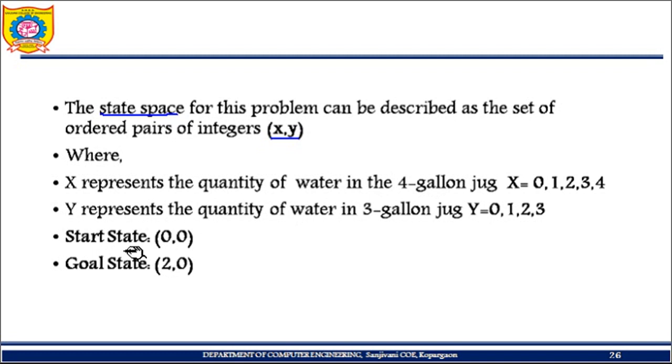For the state space we require a start state and an end state. Your start state, the initial condition, is that both jugs are empty, so it is (0, 0). Your goal state is that the first jug has 2 gallons of water. So starting here, you want to reach there. This is the representation of the state space, in the form (x, y), where x will be 0, 1, 2, 3, 4 and y will be 0, 1, 2, 3. Let's see how to do it.